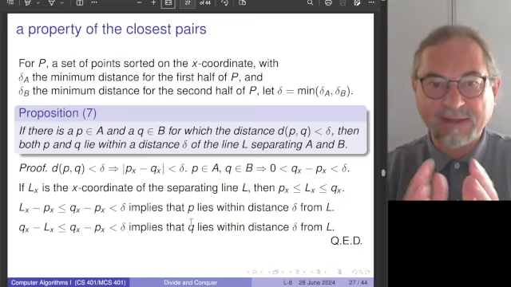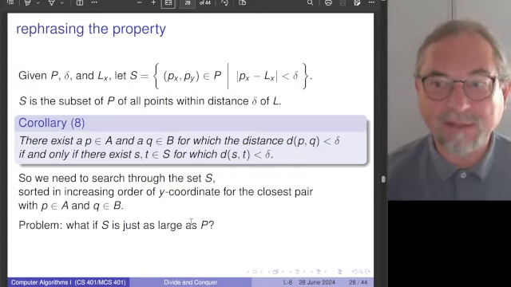Okay, so then we now actually have three cases. We have the first half, the second half, and then we have the strip of points that are lying within distance delta. So this is the definition of this strip S here. The set S contains all the points in our original point set where the x-coordinate lies within distance delta from the x-coordinate of the vertical separating line.